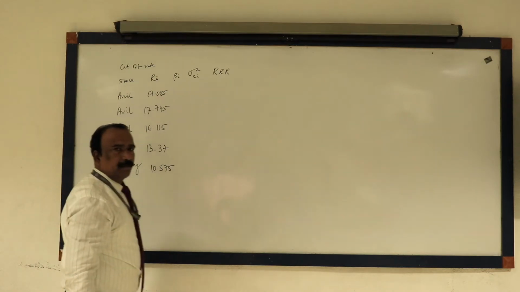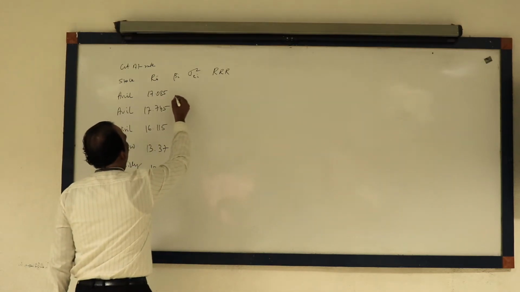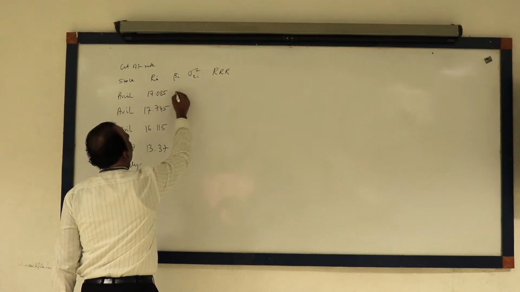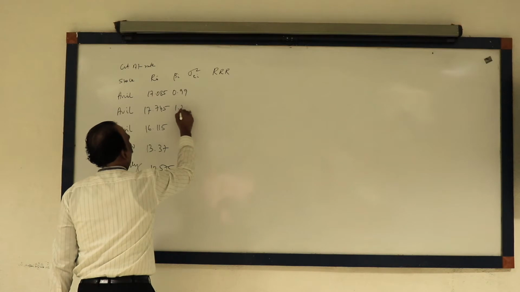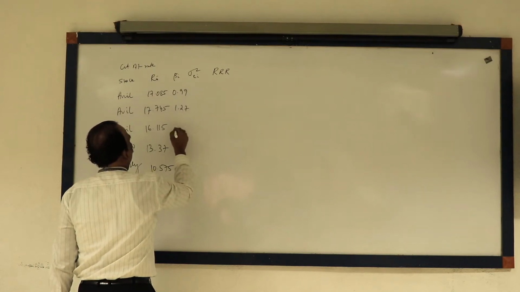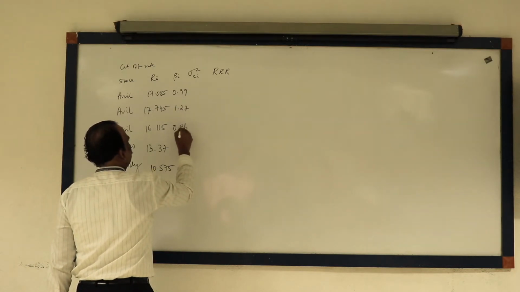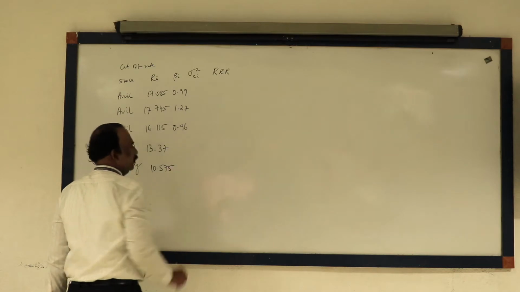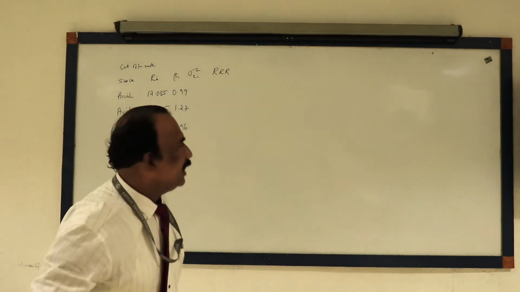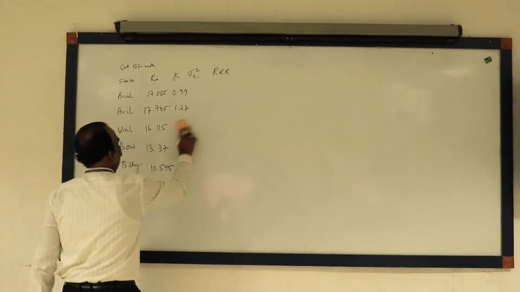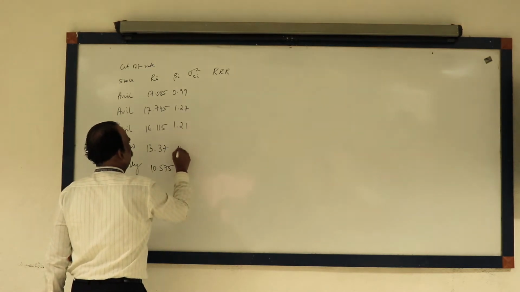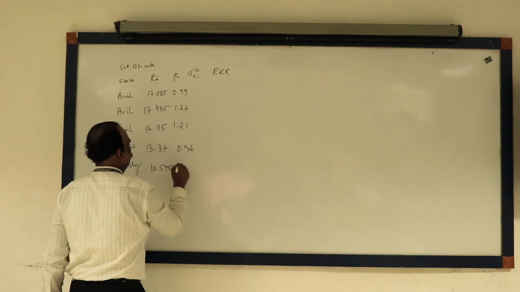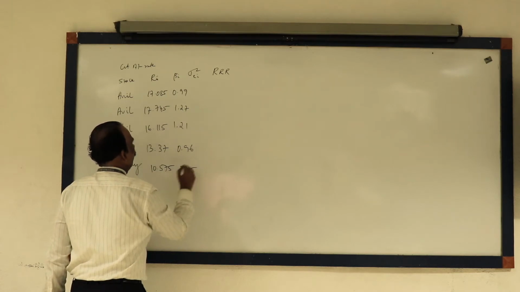So beta for Anil is 0.99, then 1.27, then 0.96, no sir, 1.21. So kindly take the relevant, the appropriate beta, 1.21. Then 0.96, then 0.75.